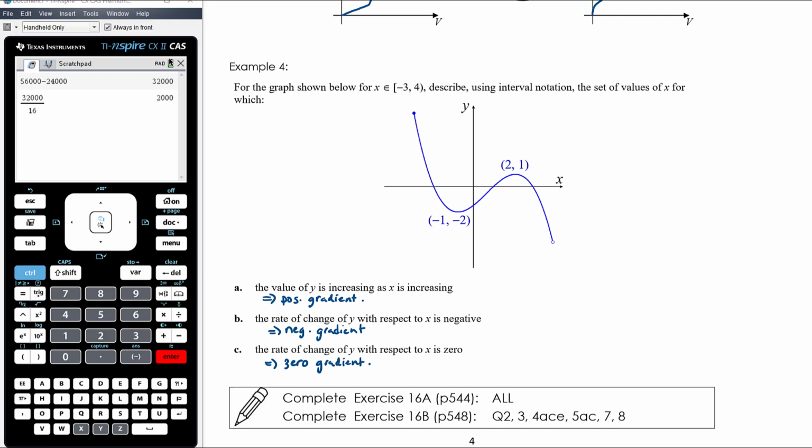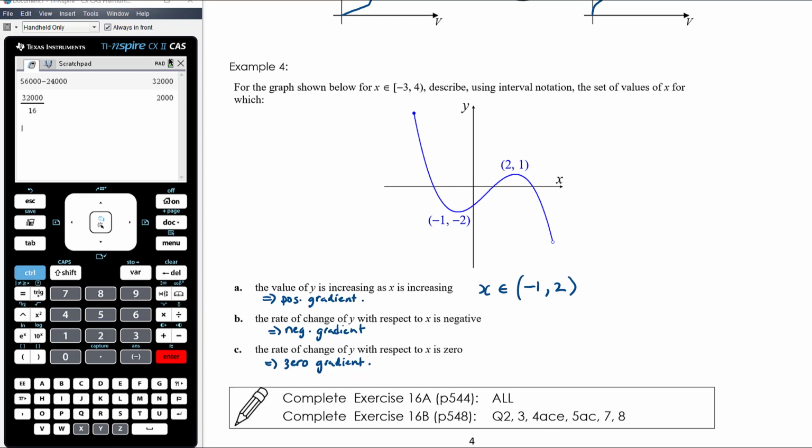Okay, so we have positive gradient between the two turning points, clearly. So that is when x is between -1 and 2, and it's not inclusive because at -1 the gradient isn't positive. The gradient's going to be 0 at -1.